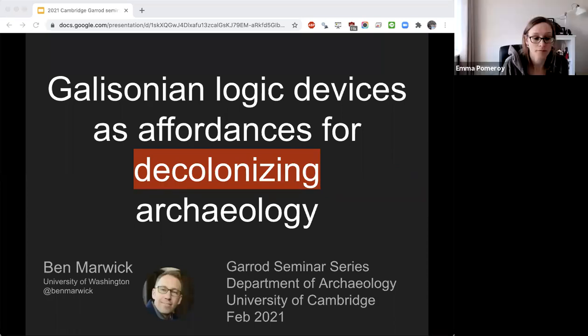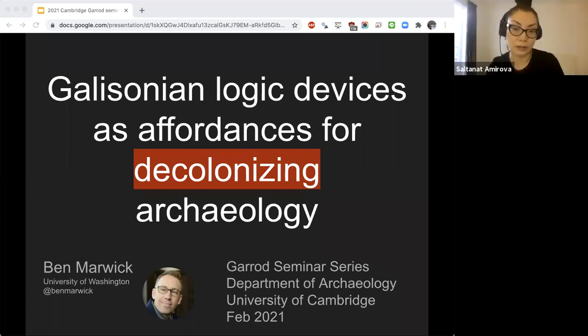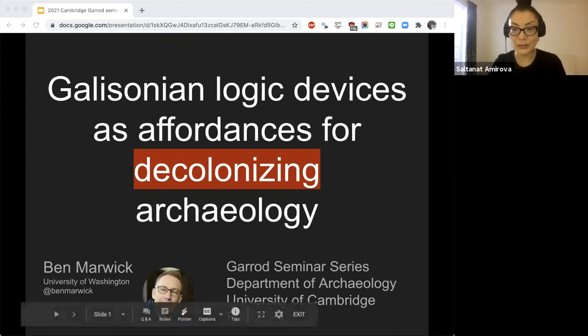His main research activities combine models from evolutionary ecology with analysis of archaeological evidence to investigate past human behavior. And today's topic is called Galisonian logic devices as affordances for decolonizing archaeology. Please, Dr. Marwick, the stage is yours.